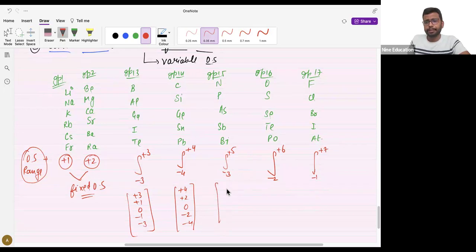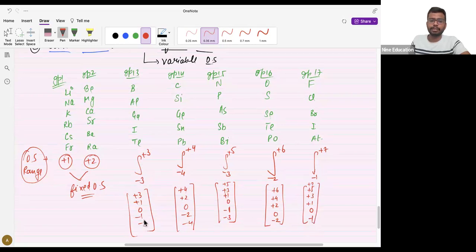ठीक, मतलब ये -3 हो सकता है, -1 हो सकता है, 0 हो सकता है, +1 हो सकता है, +3 हो सकता है और +5 हो सकता है ना? ऑड इवन करके चलना है. It can be -2, 0, +2, +4, +6. Similarly, here it can be -1, 0, +1, +3, +5 and +7. So these are possible oxidation states of group 13 to 17 p block elements.